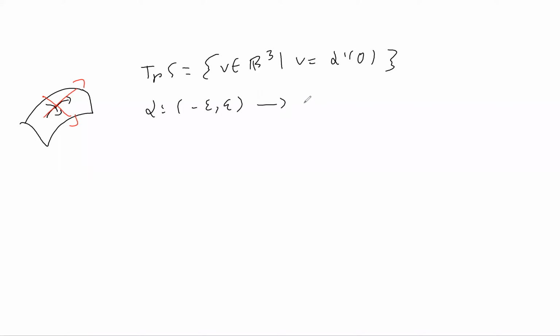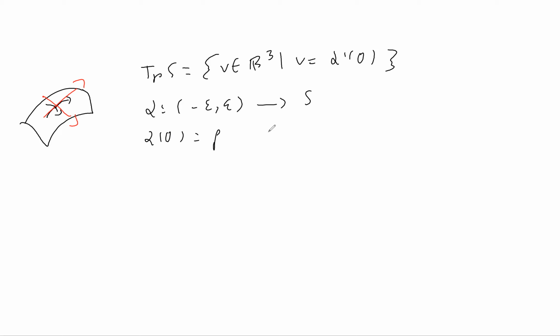Okay, so the tangent plane, or T_P S, is going to be the set of all v in R3, where v is equal to alpha prime of 0, for some alpha, which is a curve on the surface. Moreover, we want alpha of 0 to equal our point P. And that's pretty much it. Okay, so these are the conditions for a vector to be in the tangent plane.